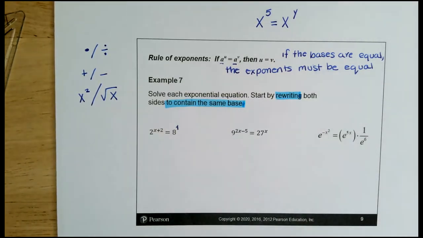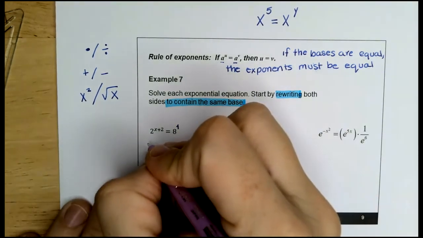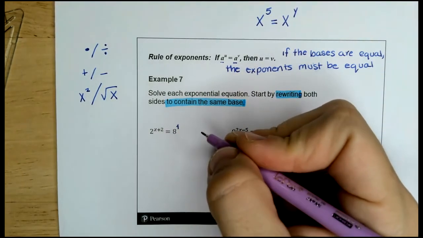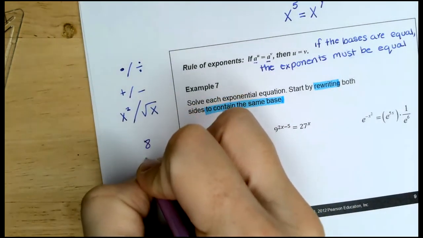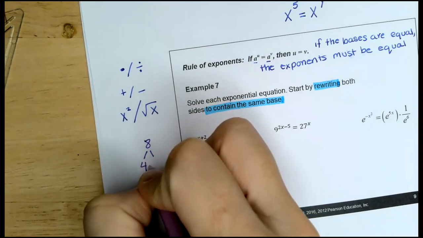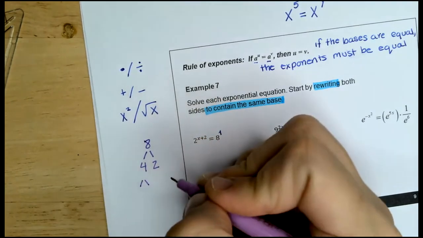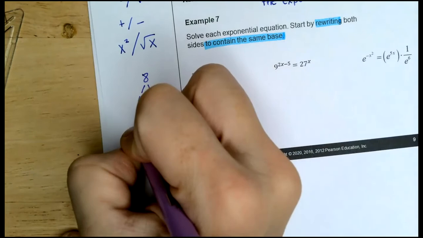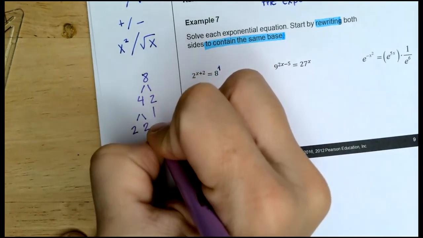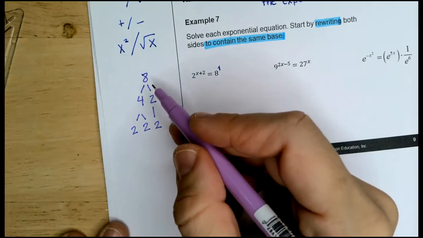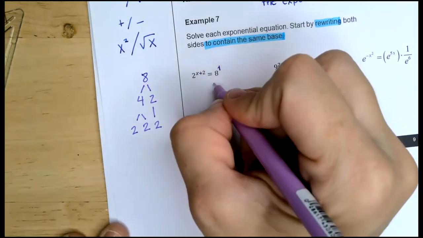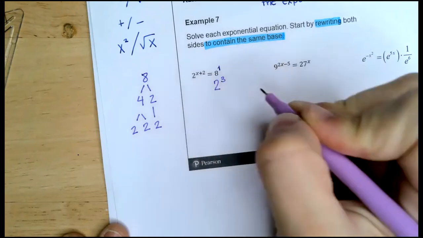Good. So right now, one of the bases is 2 and the other base is 8. I know that 8 is, let's do a factor tree. 8 is 4 and 2, right? 4 can become 2 and 2. Keep that 2 the same. 2 times 2 times 2 is 8. So 8 is 2 to the 3rd.